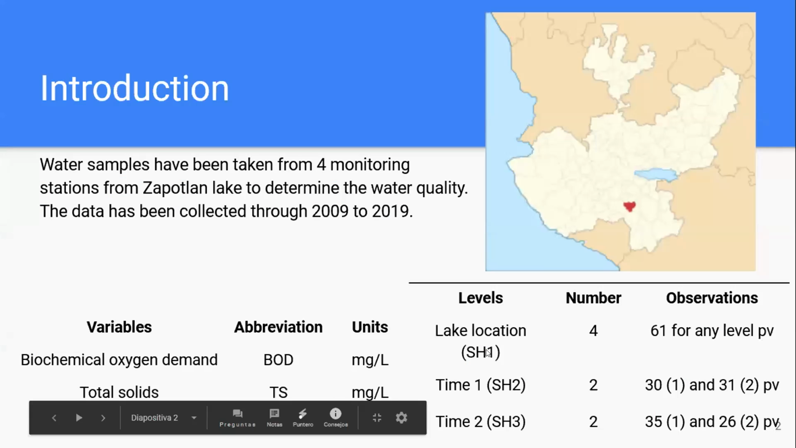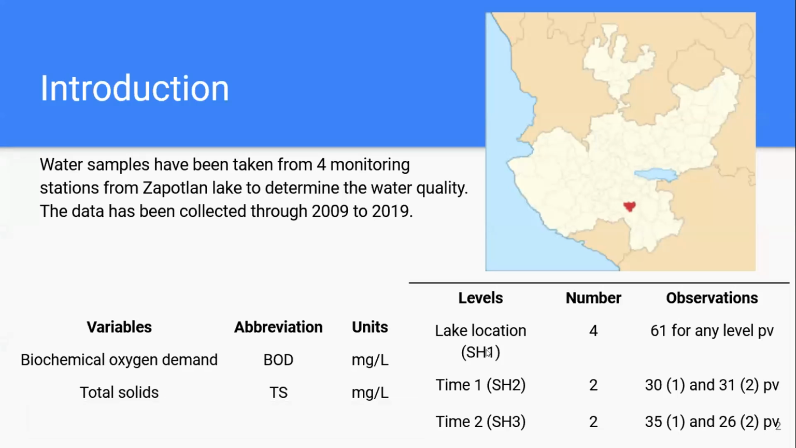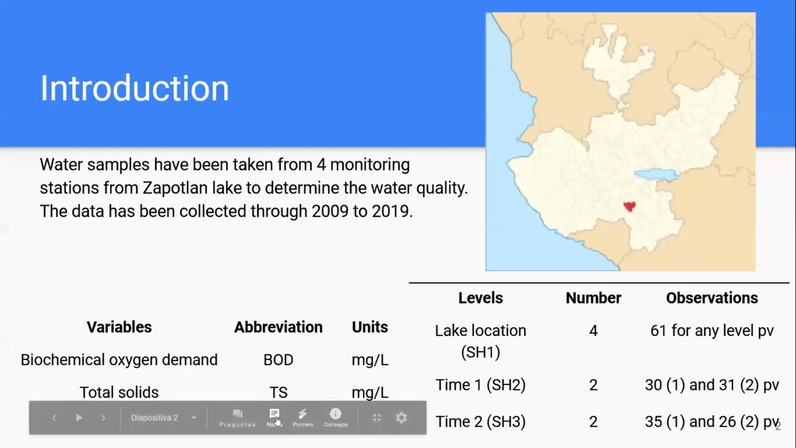Well, as a brief introduction, in the whole semester we worked with water quality data, which come from water samples that have been taken from 4 monitoring stations that are located in the Zapotlan Lake in the state of Jalisco, here marked in red, through 2009 to 2019.